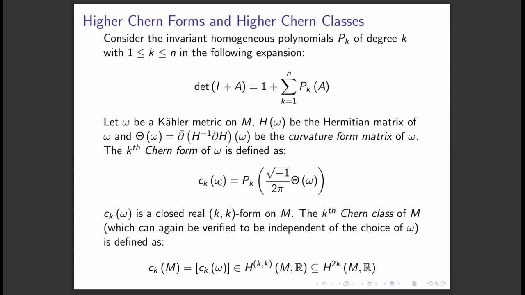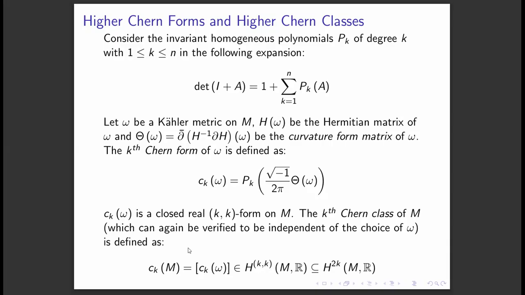So this is the first Chern form. Similarly, we can compute the higher Chern forms as well. The kth Chern form Ck of omega is defined as Pk, where Pk is the kth invariant homogeneous polynomial. So it is Pk of square root of -1 upon 2 pi times theta of omega. And then this Ck will be a closed (k,k) form, just like the Ricci curvature form was a closed (1,1) form.